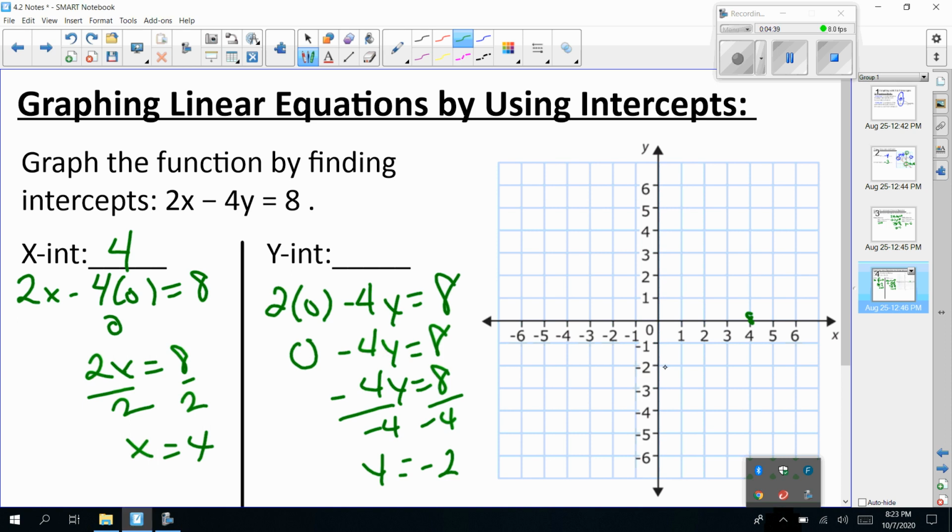We put our dot on our y-intercept at -2, and then we connect with a straight line the two dots, and we put arrows on both ends. That is how we use our x and y intercepts.